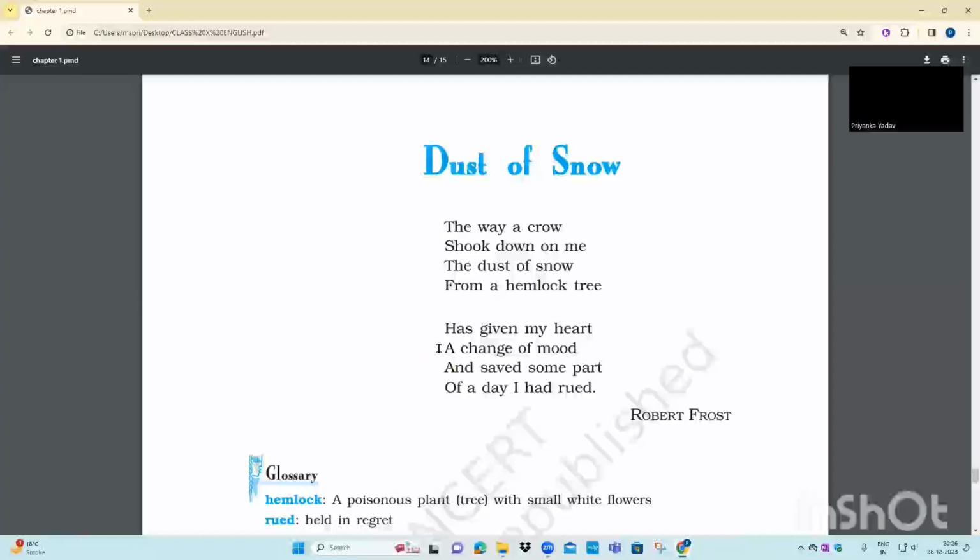In this way, a simple moment proves to be very, very significant and saves the poet's rest of the day from being wasted, right? So this nature uplifts the poet's mood and makes him realize that he would have wasted his precious time by being in sorrow, by being regretful. So after this beautiful incident, the poet decides to utilize his time in doing some useful and constructive work.